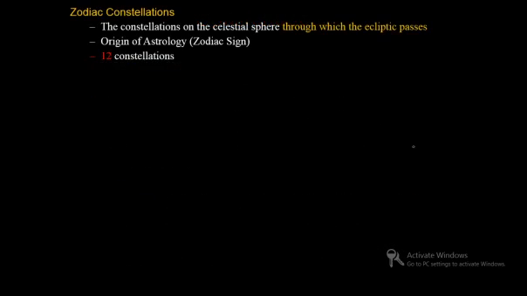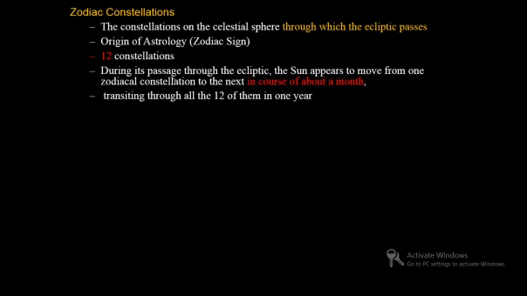Hope that is clear. Some of the constellations lie along the zodiac. Those constellations on the celestial sphere which pass through the ecliptic along the zodiac zone are called zodiac constellations. That's how astrology has evolved. Astrology is based on signs, but astronomy tells us that a zodiac constellation is not based on a sign, but is a constellation along the ecliptic. There are 12 constellations that have been devised, and during the passage of the sun along the ecliptic, the sun will appear to move from one zodiacal constellation to the next in the course of about a month.